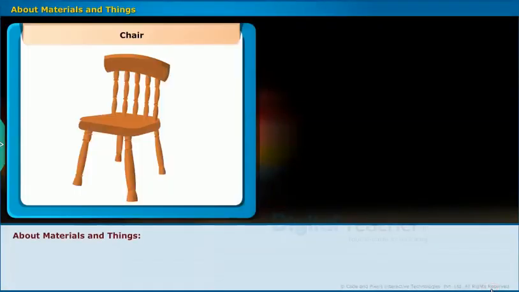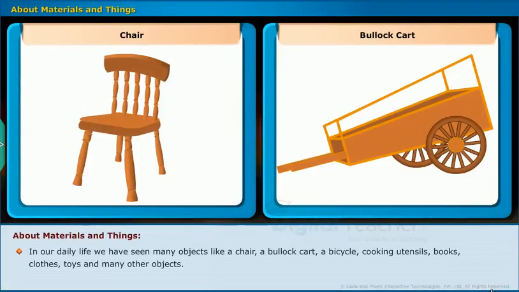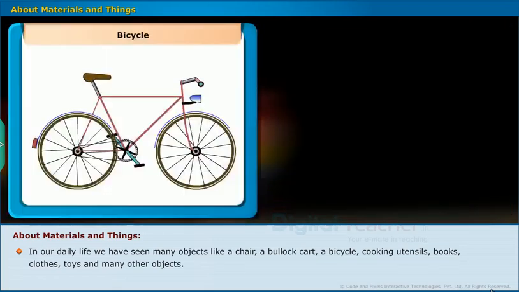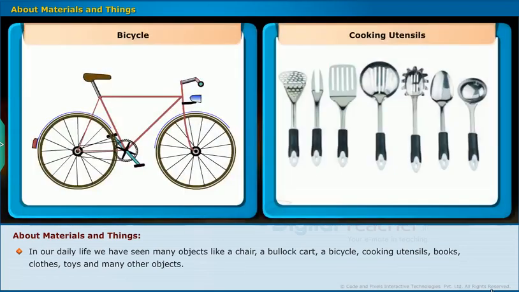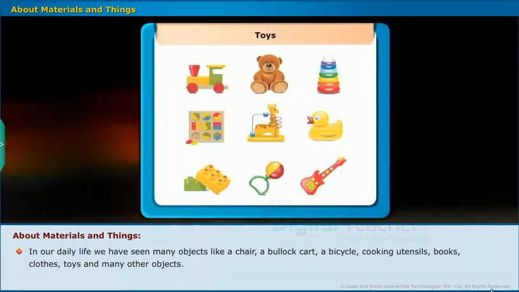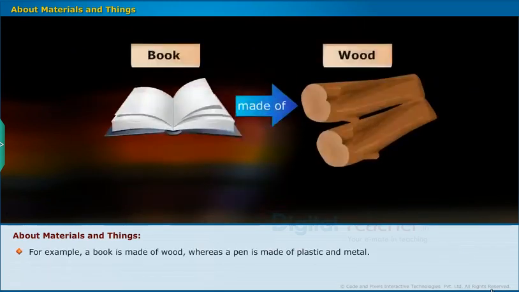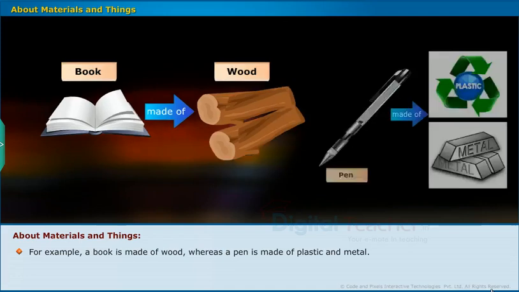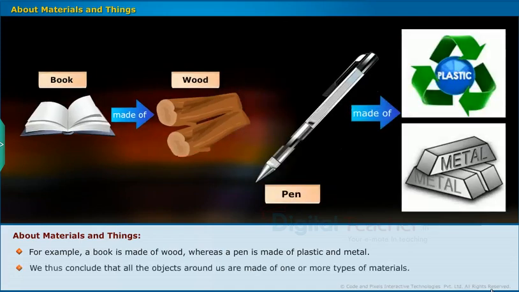Let us know about the materials and things. In our daily life, we have seen many objects like a chair, a bullock cart, a bicycle, cooking utensils, books, clothes, toys, and many other objects. All these objects are made of different materials. For example, a book is made of wood, whereas a pen is made of plastic and metal. We thus conclude that all the objects around us are made of one or more types of materials.